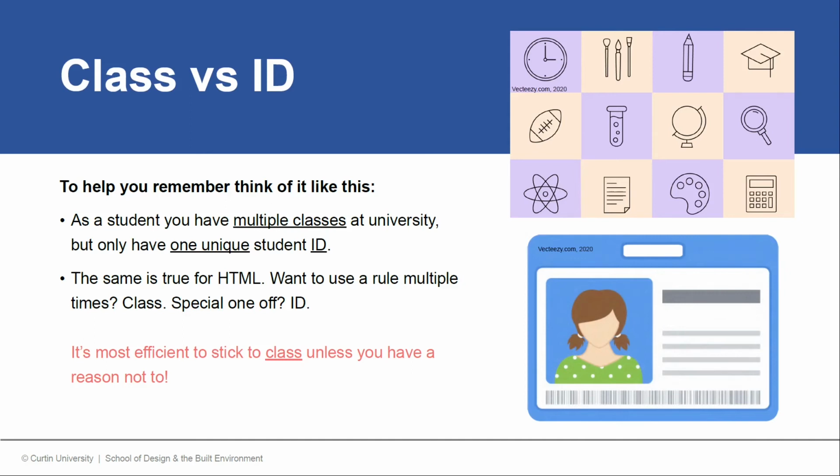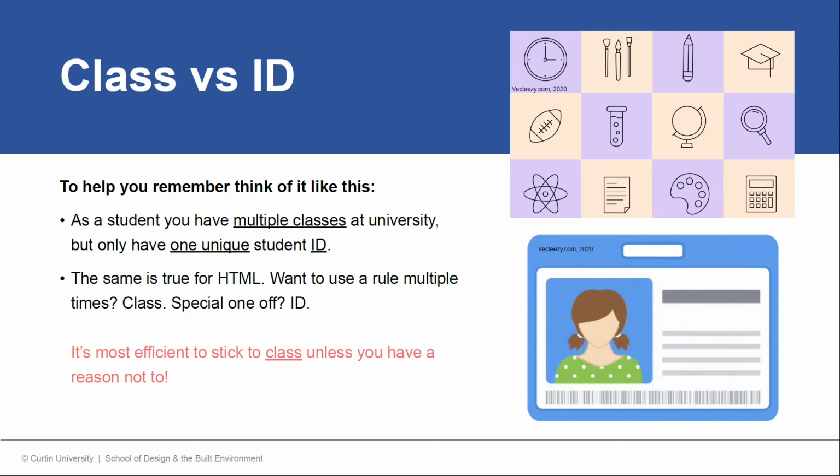The easiest way to remember this is, as a student, you can have multiple classes at university, but you can only have one unique student ID. It's sort of the same case for HTML, where you must have a unique ID per page, so it has to have a unique name. But for a class, you can have that class repeated as many times as you want in the page. So if you want to use a rule multiple times, pick class. For a special one-off, use ID.